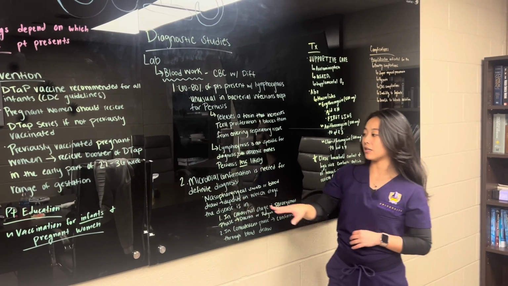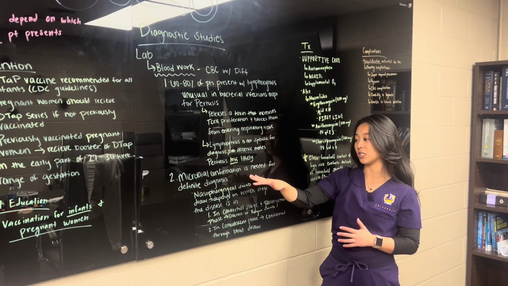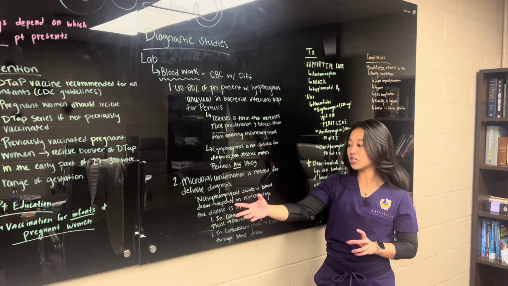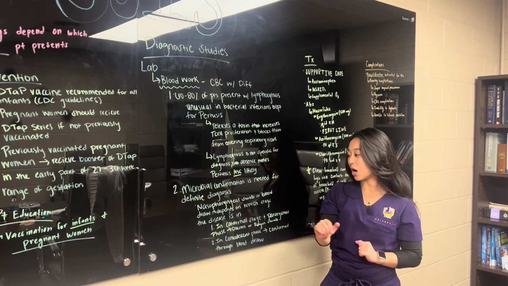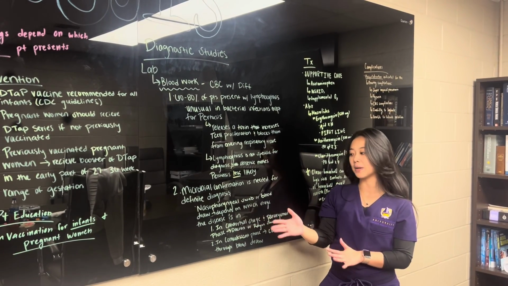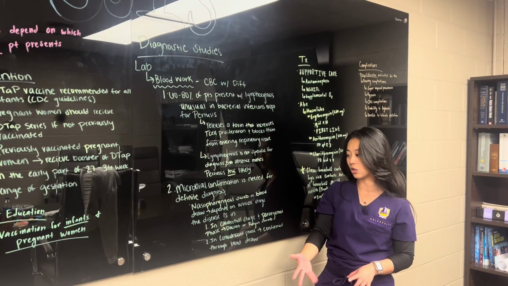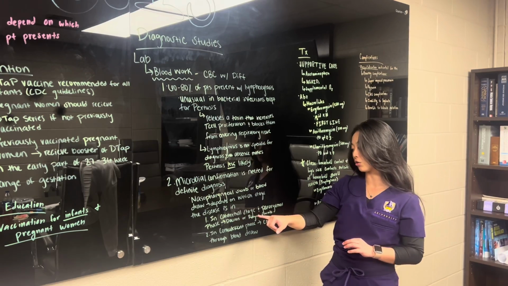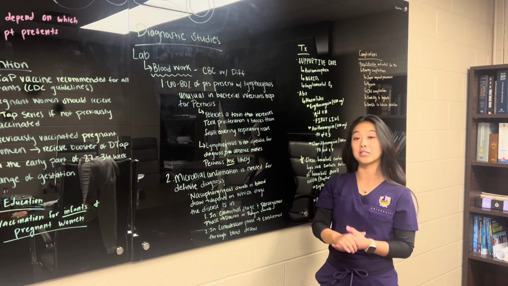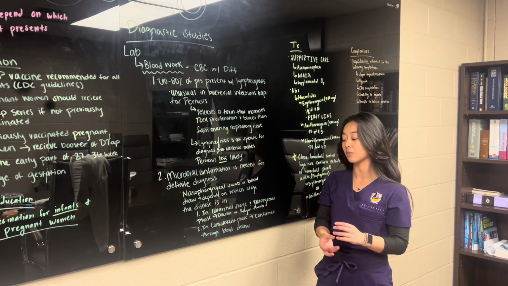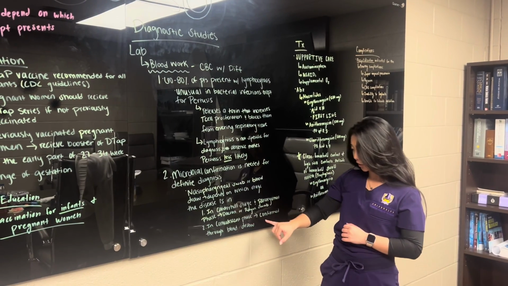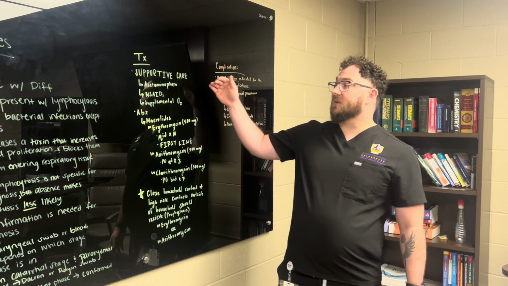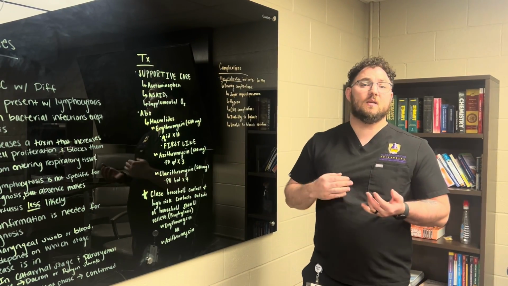And then microbial confirmation is needed for definite diagnosis. So you're usually going to do a nasopharyngeal swab or blood draw. So this usually depends on which phase the disease is in. So if you're in the first or second phase, you're going to be doing a Dacron or Rayon swab. But if you're in the last phase, because they're not going to be contagious, you're going to be confirming with a blood draw.